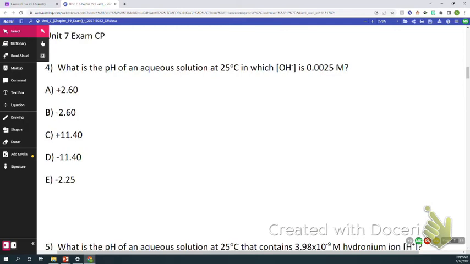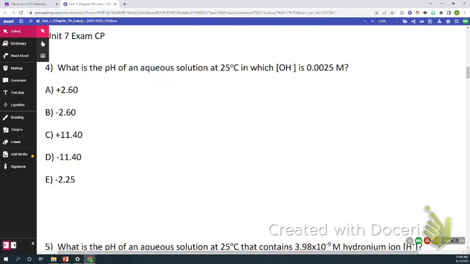I'm going to skip number 4. I'm going to assume you can do this one. Think about what you need to do. They gave you OH minus. They want pH. You know what to do? You can negative log, right? Negative log the OH minus. That gives you pOH. What do you do with pOH to get pH? Subtract from 14. So negative log this gives you pOH, and then subtract from 14.